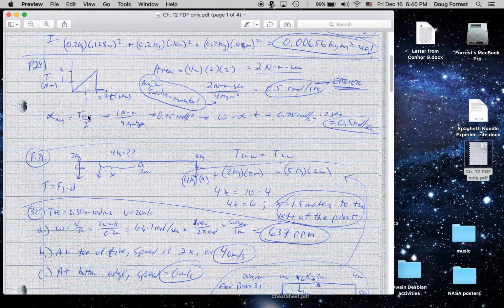So this is the average torque. Notice it goes from 0 to 2, so the average torque would be 1 newton meter.